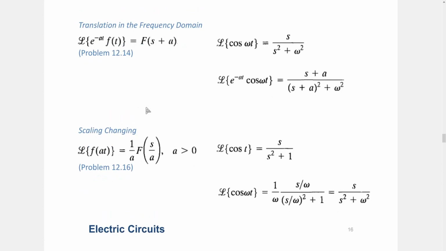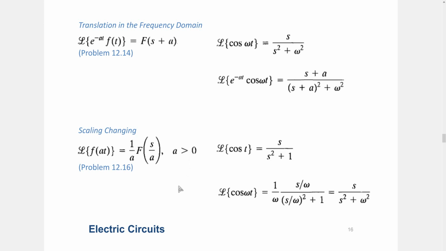We can also scale the variable. For instance, if I substitute at in place of t, then in the frequency domain it will act in the opposite direction, as a reciprocal prescaler to the function. So the Laplace transformation of f(at) would be 1 over a times F(s over a), for a greater than 0.